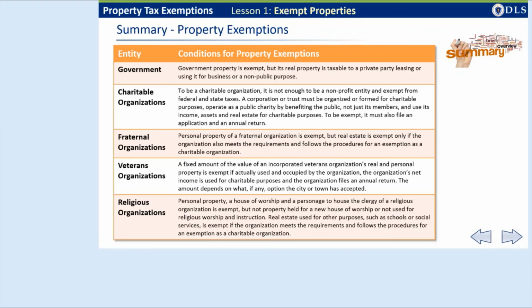This lesson started with the premise that all real and personal property is taxable unless otherwise exempt. It then provided an overview of the exemptions available for governmental entities and certain types of organizations. Please review the key takeaways, then click the next arrow button to check your knowledge.